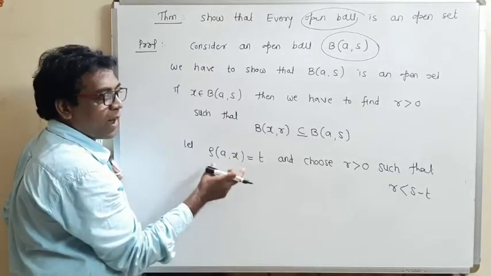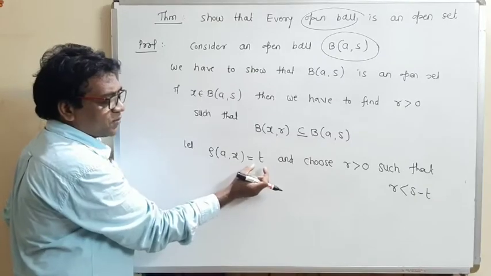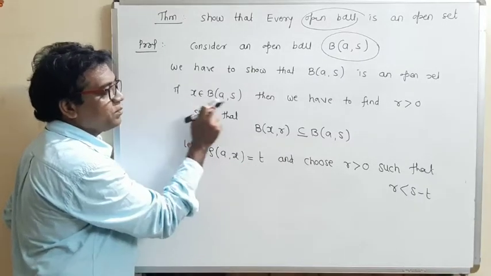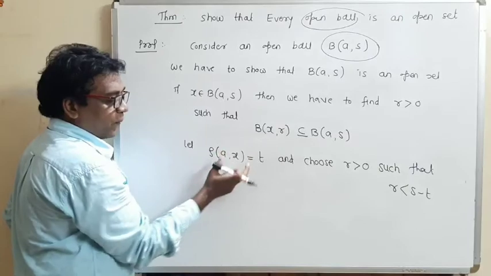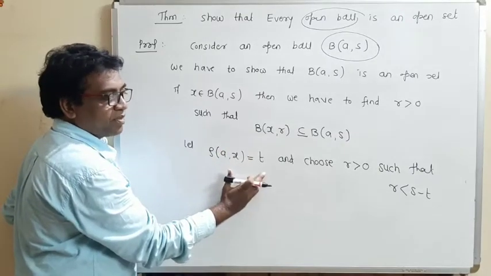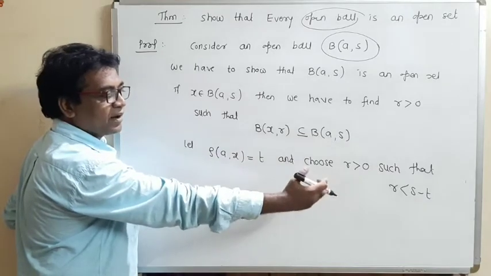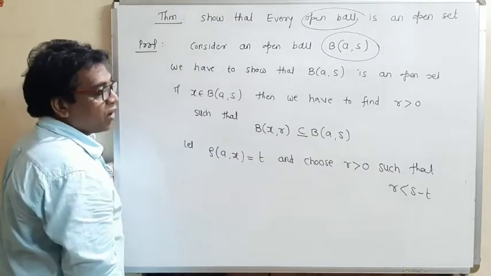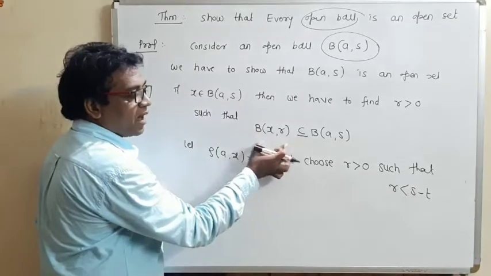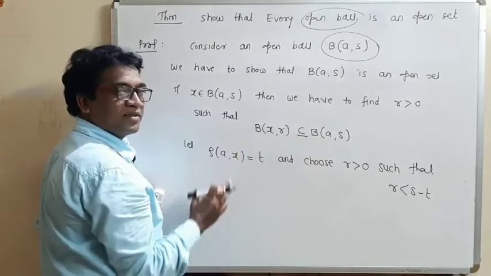We construct some hypothesis. Let us take the distance between X and A. Suppose this distance is equal to T, and choose a positive radius R having the condition R less than S minus T. Now let us prove that B(X, R) is a subset of B(A, S).